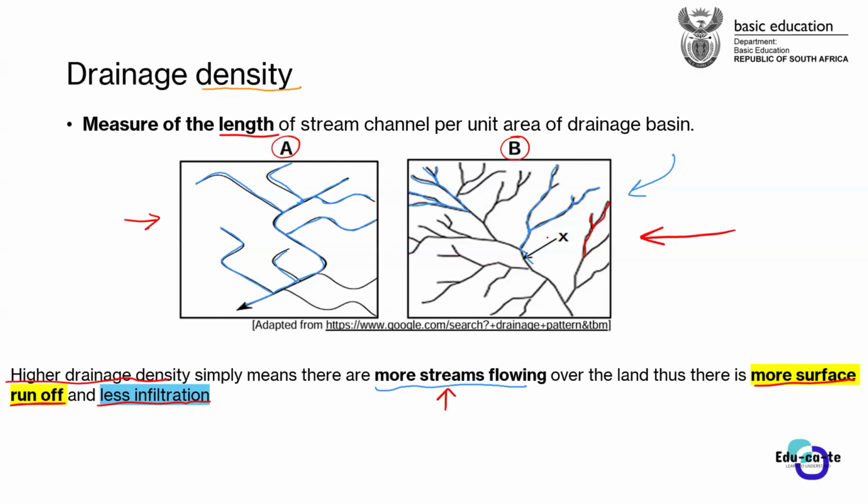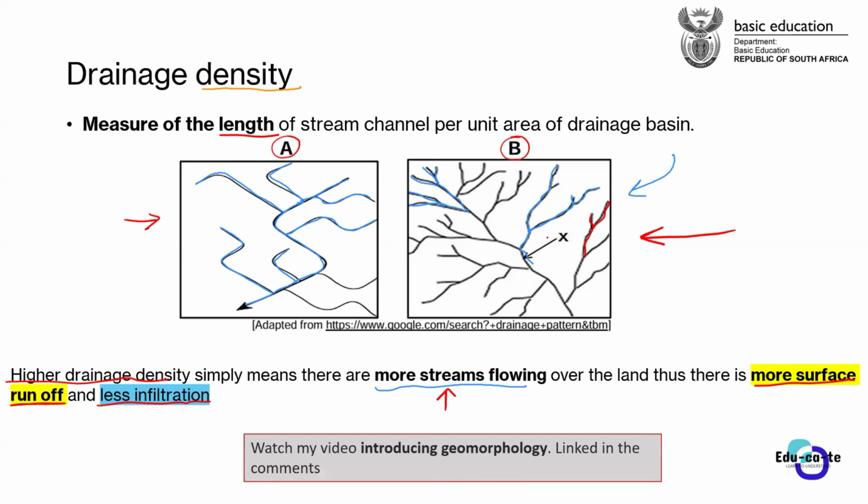Yes, definitely. Because now we'll be looking at which factors actually cause a higher surface runoff and which factors cause a lower infiltration, all of that. Once we know those factors, we can know what causes a higher drainage density and a lower drainage density. But here I was just trying to explain to you guys that a higher drainage density implies that there's more surface runoff and less infiltration.